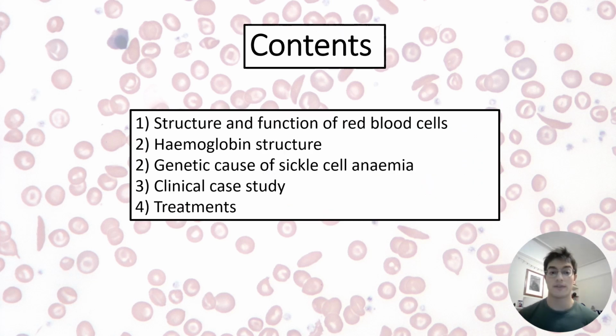So beyond the A level basics of red blood cells and hemoglobin, we'll also talk about sickle cell anemia, which is mentioned sort of in passing in a lot of A level syllabuses. But we're really going to talk about what goes wrong, why it goes wrong, and then illustrate it all with a clinical case study and briefly talk about some treatments.